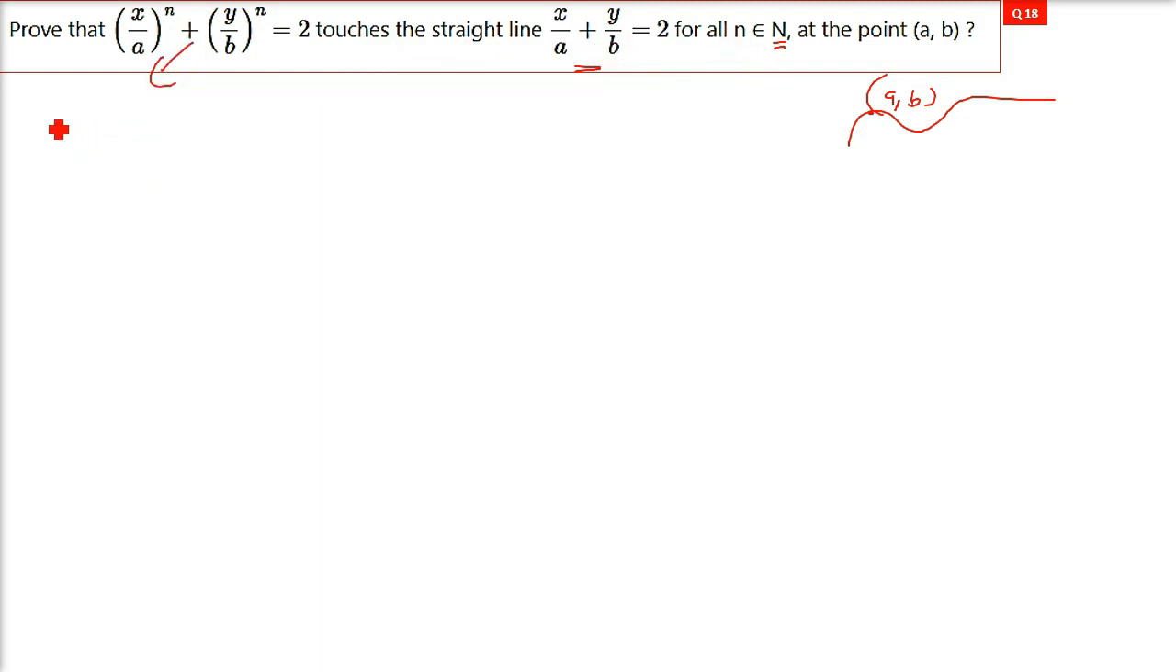Alright, so I'll just do it for now. This is n times (x by a) to the power n minus 1 plus, this is simple differentiation here. Because x by a differentiation will also be done, so it will be 1 by a.